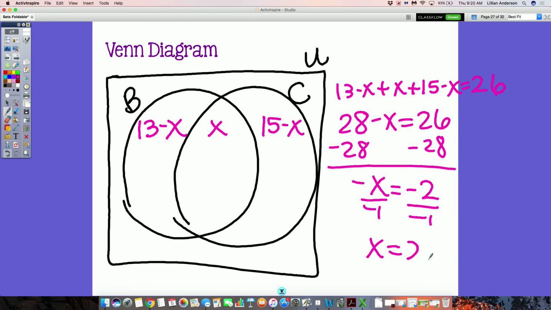And this is how you would show that there are 2 kids who study both. That's how you would show that the intersection is 2. Okay? Like old school algebra. All right?